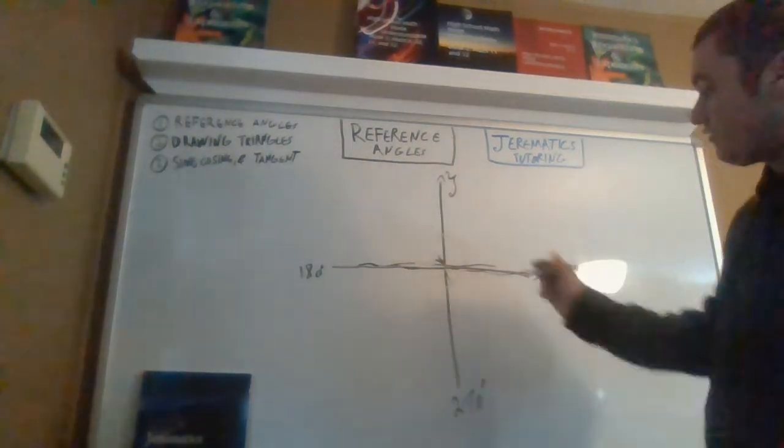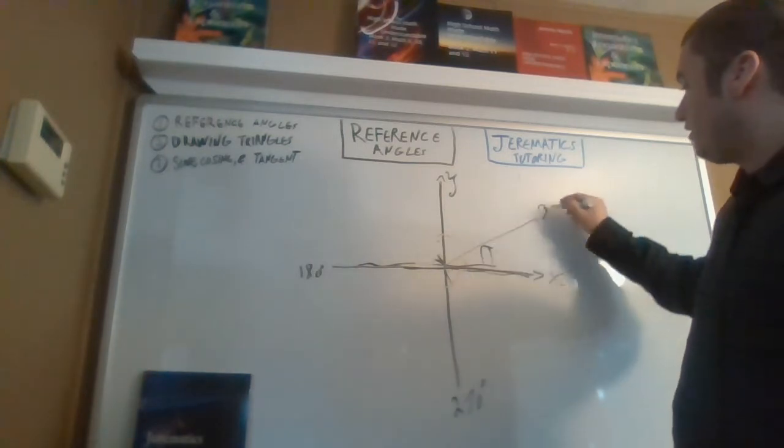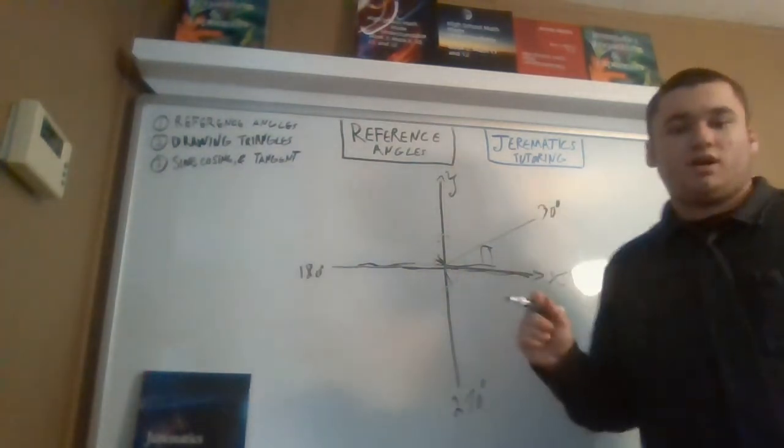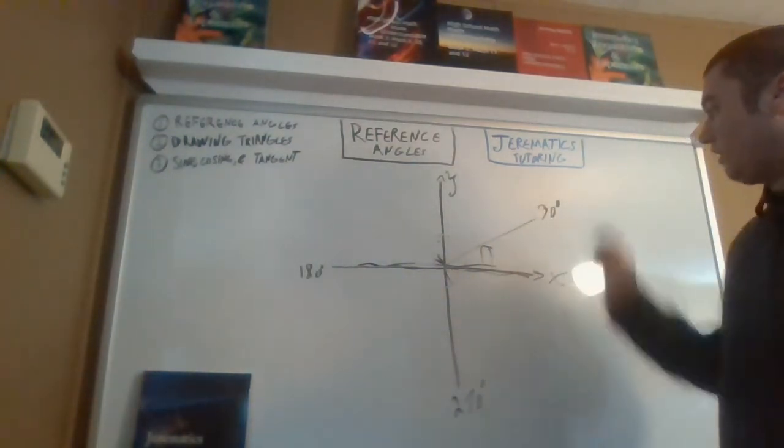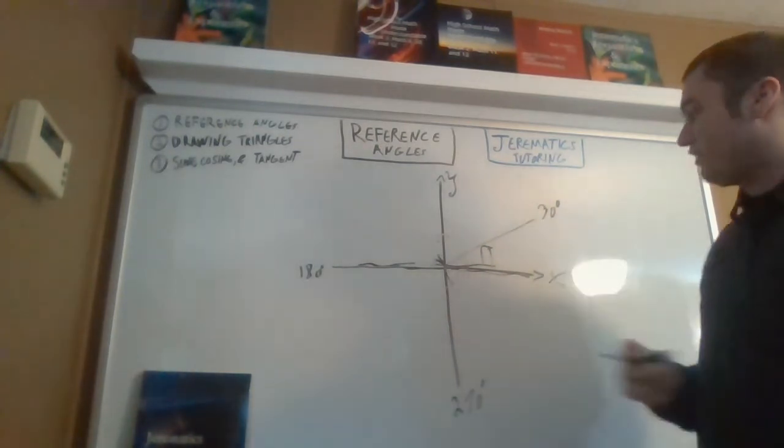So now, first one, 30 degrees, right here. 30 degrees, what's the reference angle? Well, how far is 30 degrees away from the x-axis? It's 30 degrees. So the reference angle is 30 degrees.